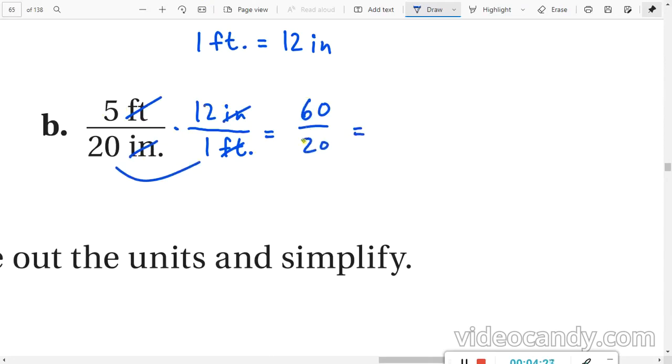Okay, 60 divided by 20 is 3. But you want it in the form of a ratio. So we just put it over 1. It's still the same as 3. But we want it as a ratio. So it's 3/1.